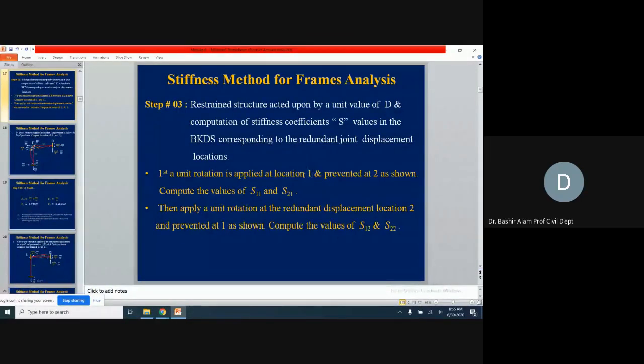Because at one location we have applied the unit displacement. Then it is followed by the application of the unit displacement corresponding to location 2, and for the rest of the locations, we keep them locked. This way we generate the second column, whose elements will be S12 and S22. Now let's demonstrate these 2 steps of step number 3.